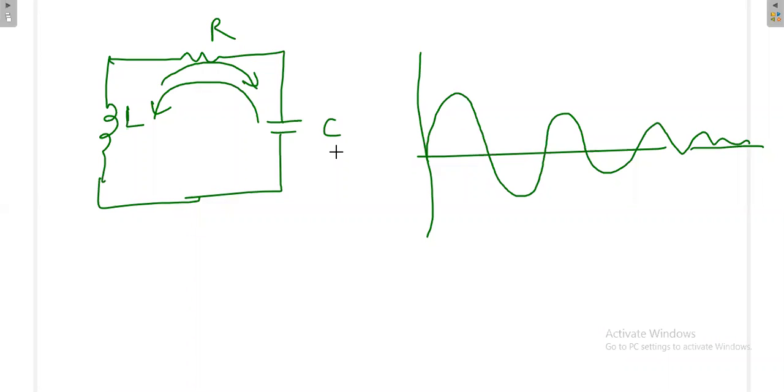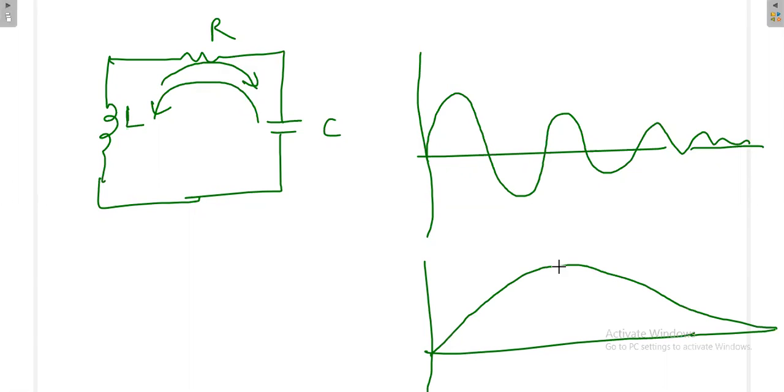Again, this will not happen all the time. It really depends on the value of RLC. If the values of RLC are in such a way, then you'll get this waveform. But if they are in a different manner, there is another possibility: the value will increase gradually, reach the peak, and then slowly go to zero. And sometimes it will reach zero much faster. So these cases are also possible. It all depends on the value of RLC.